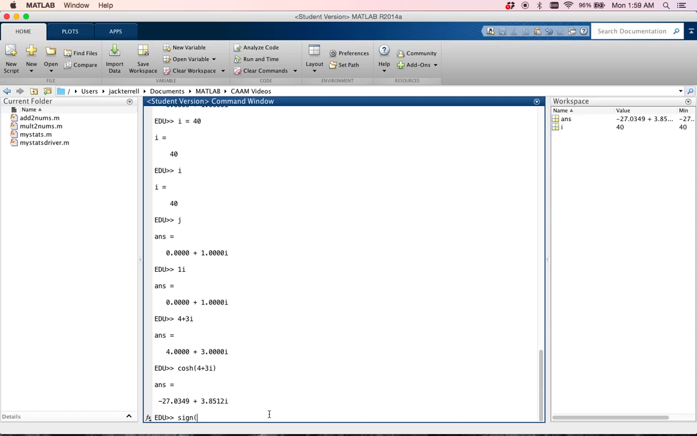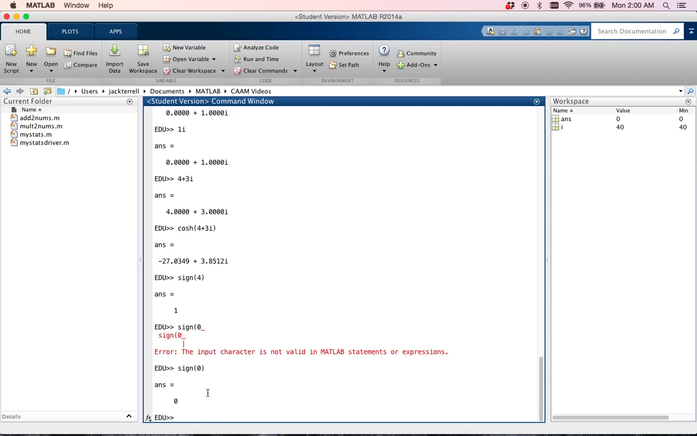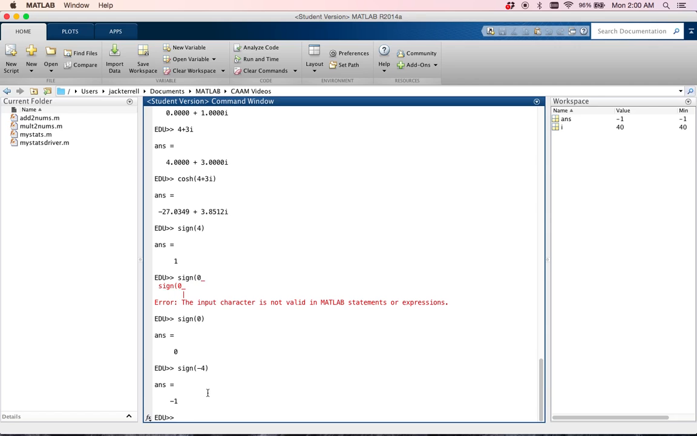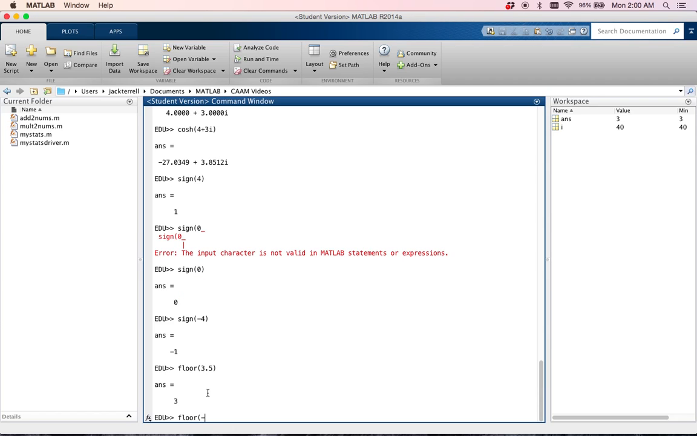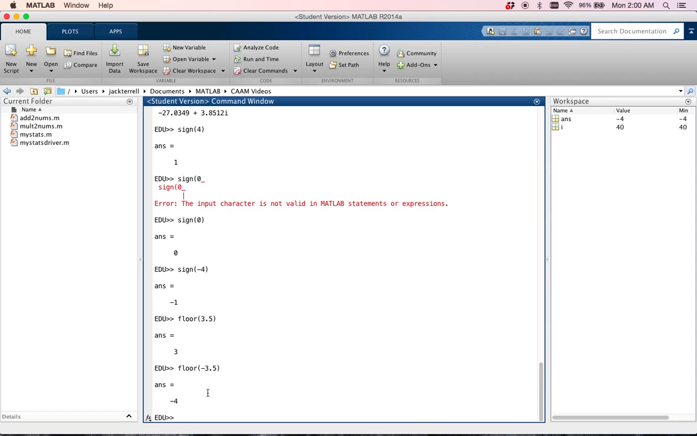If you use the sign function on some value, it will give you the sign, which is 1, 0, or minus 1. If you find the sign of 0, it'll give you 0. If you find the sign of a negative number, like negative 4, it'll give you negative 1. If you do the floor function, it will round towards negative infinity, so it'll round down. Like if you do the floor of 3.5, it'll round down to 3. If you do the floor of negative 3.5, it'll round down to negative 4, and so on.